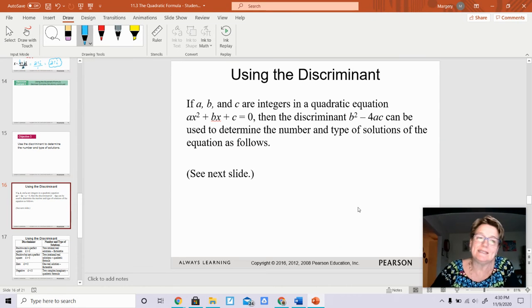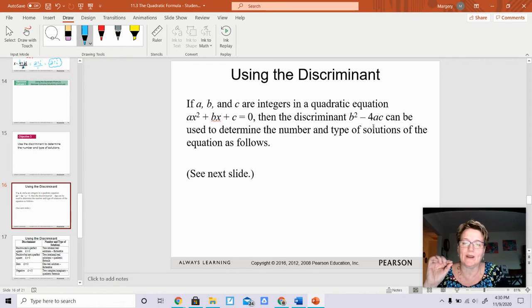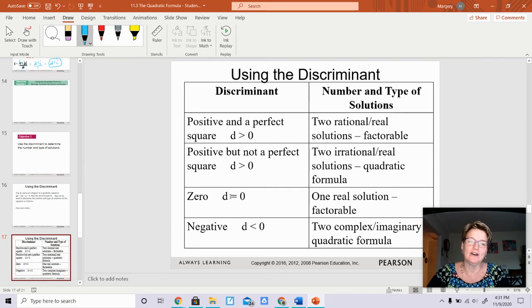Hi, this is 11.3 video B, and we are using the discriminant. The discriminant is what's under the square root of the quadratic formula. It tells you how many solutions and what type of solutions you will have. You have a chart also. It's called using the discriminant.